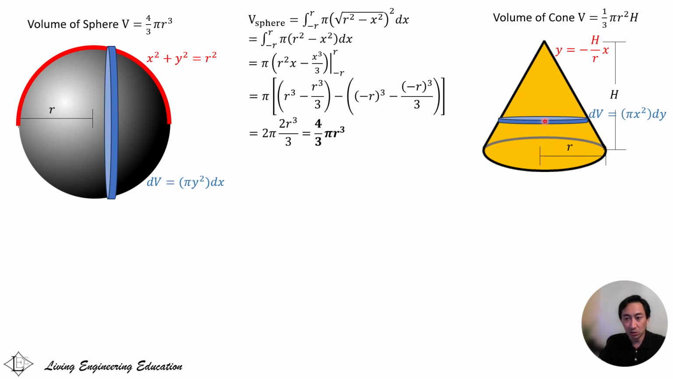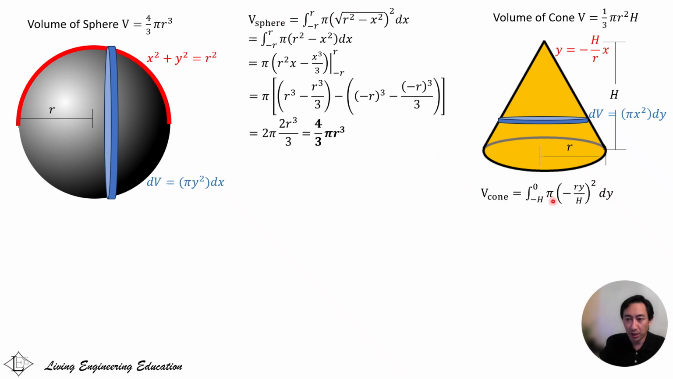Then dV, so I'm going to take my disk in this direction and move it up and down in the y direction, whereas I did for the sphere in the x direction. dV would be the area. This will be pi x squared instead of pi y squared. And now it's dy instead of dx because the thickness is in the y direction. And then we can integrate it just like we did for this case up here.